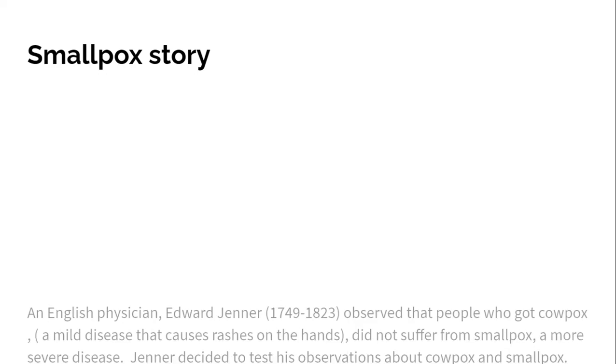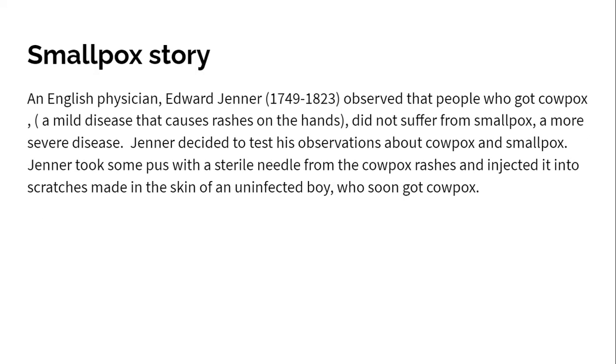Now we're going to have a small story about smallpox. So, Edward Jenner, an English physician, observed that people who got cowpox did not suffer from smallpox. And cowpox is a mild disease that causes rashes on the hands. And smallpox is a very severe disease. And in those days, there were a lot of epidemics due to smallpox. So, Edward Jenner took some pus with a sterile needle from the cowpox rashes and injected it into the scratches made in the skin of an uninfected boy who soon got cowpox.